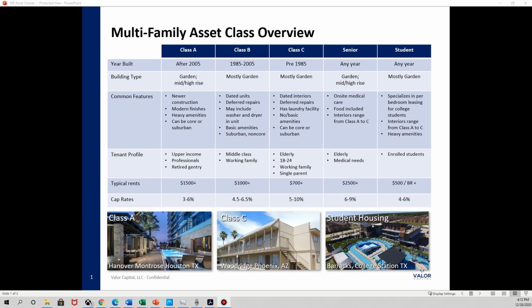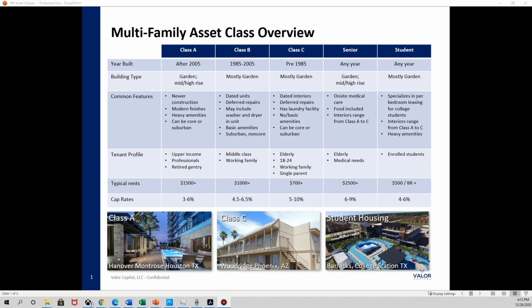Class B is going to be newer properties. So these are really the properties pre 2005 and after Class C. Where Class B will creep in on Class A is really around newer garden style construction. But in general, Class B is going to be that middle of the road product. It's going to be middle rents between Class A and Class C. And you're going to have a lot of amenities that you see at Class A. They just might not be as nice.